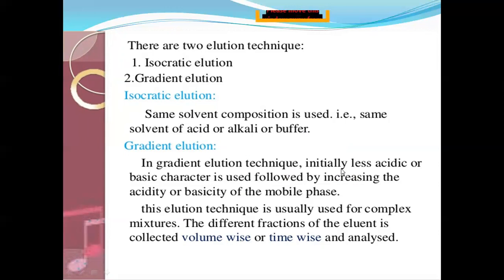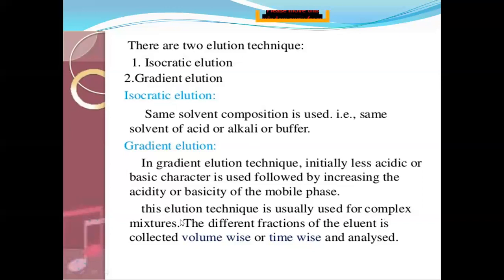In the gradient elution technique, initially a less acidic or less basic character is used, followed by increasing the acidity or basicity of the mobile phase. So here we use more than one acid or base. We introduce a lower strength of acid or base, followed by increasing the strength of the acid or base. This elution technique is usually used for complex mixtures.